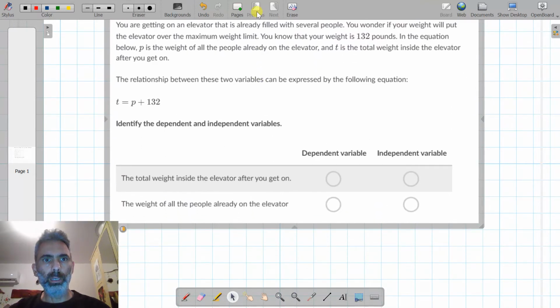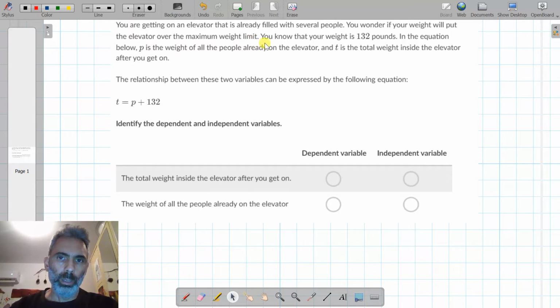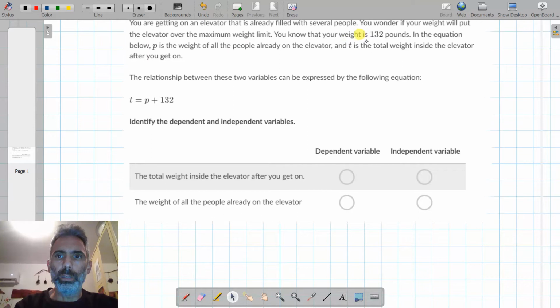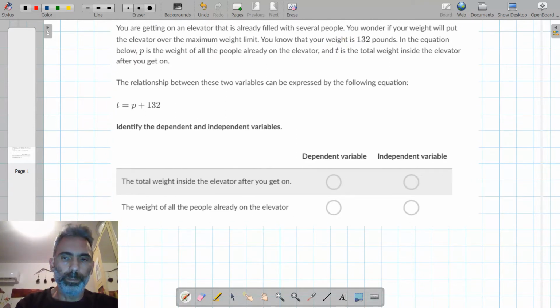You are getting on an elevator that is already filled with several people. You wonder if your weight will put the elevator over the maximum weight limit. You know that your weight is 132 pounds.